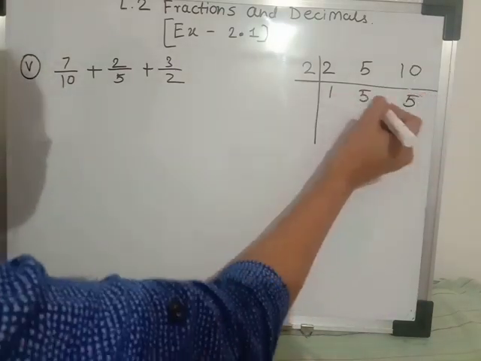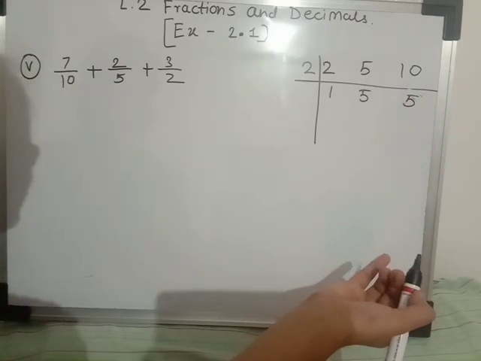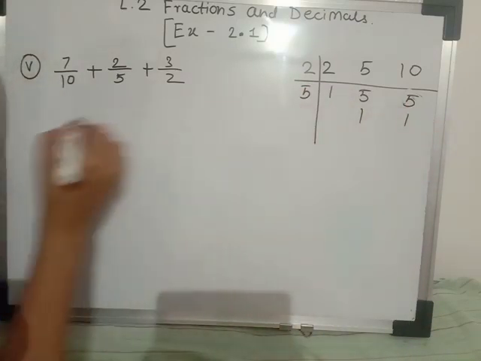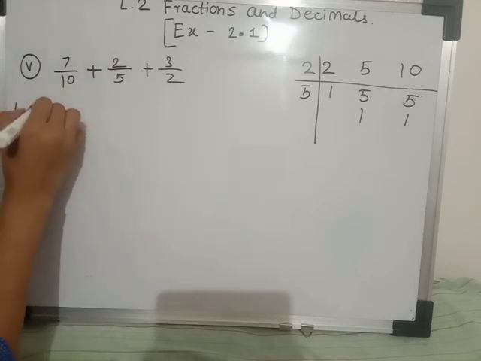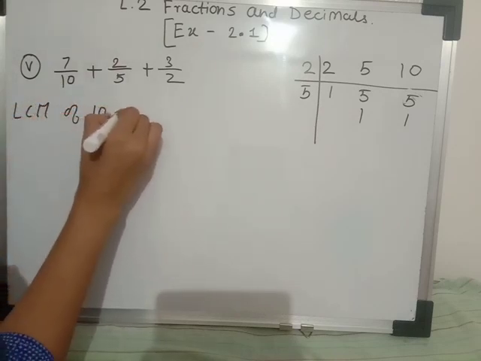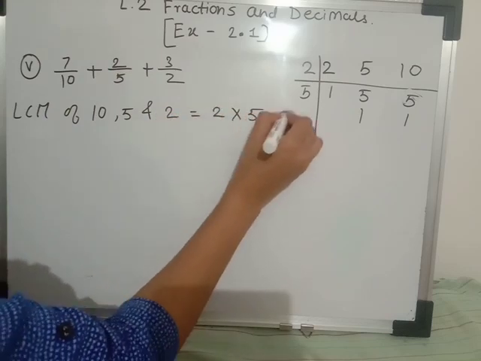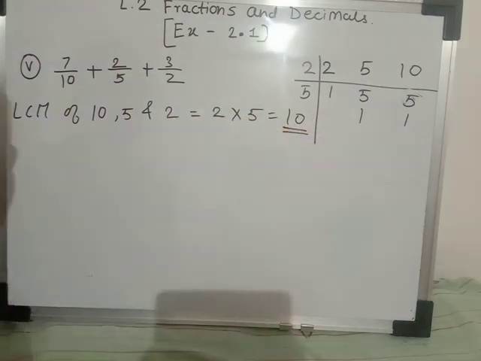Okay, so let's now 5 is there, and 5 is a prime number. It is divisible by itself. So 5 ones are 5, 5 ones are 5. So we get the LCM of 10, 5 and 2 is equal to 2 multiplied by 5 is equal to 10. So our denominator will be 10, and here one fraction is there whose denominator is already 10.